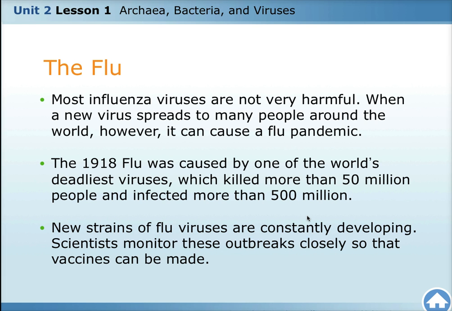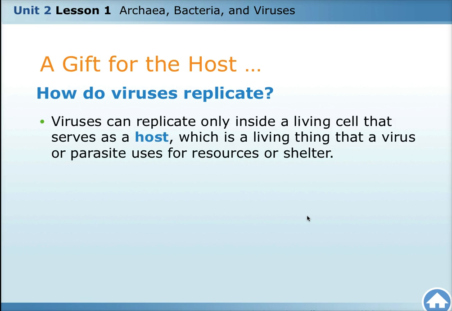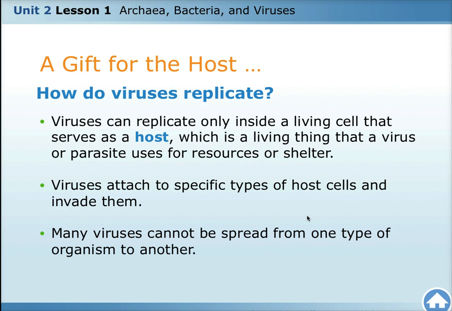New strains of the flu virus are constantly developing. Scientists monitor these outbreaks closely so that vaccines can be made. So how do these viruses replicate? We're on page 88 in your text. Viruses can replicate only inside a living cell that serves as a host, which is a living thing that a virus or parasite uses for resources or shelter. Viruses attach to specific types of host cells and invade them. Many viruses cannot be spread from one type of organism to another.